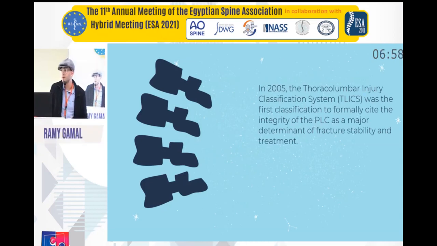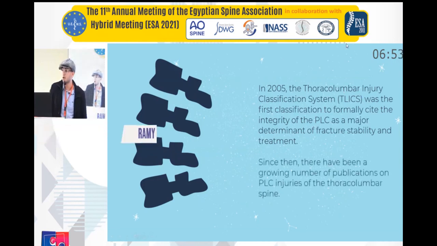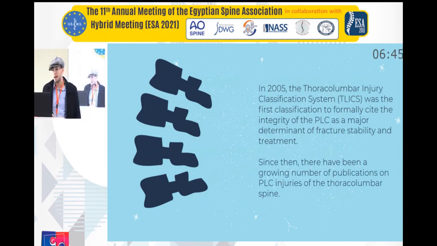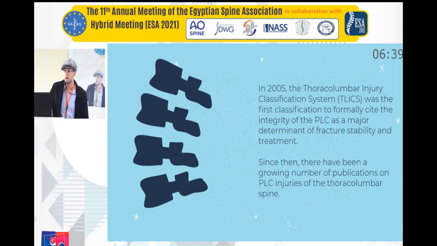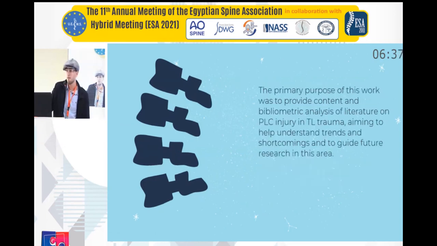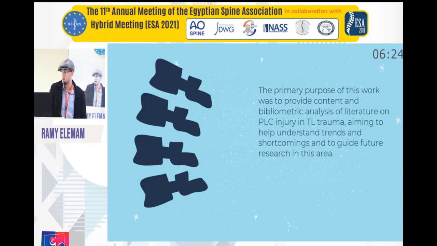In 2005, the thoracolumbar injury classification system was the first classification to formally cite the integrity of the PLC as a major determinant of structure, fracture stability, and treatment. Since then, there have been a growing number of publications on PLC injury of the thoracolumbar spine. The primary purpose of this work was to provide context and bibliometric analysis of literature on PLC injury and thoracolumbar injury, trauma, aiming to help understand trends and shortcomings and to guide future research in this area.